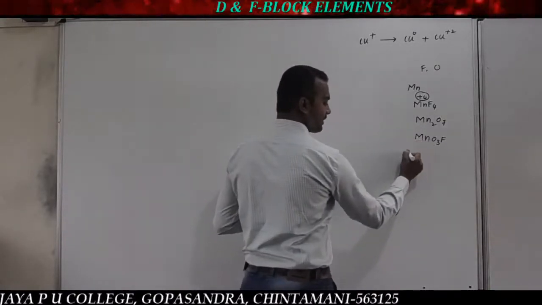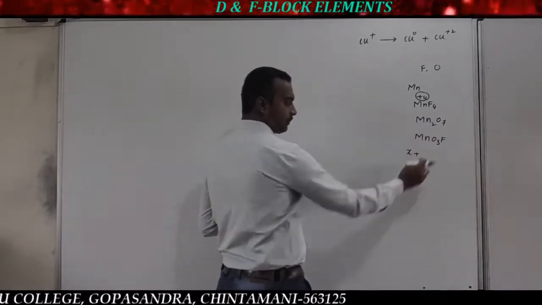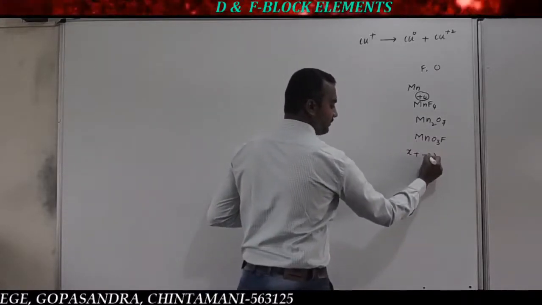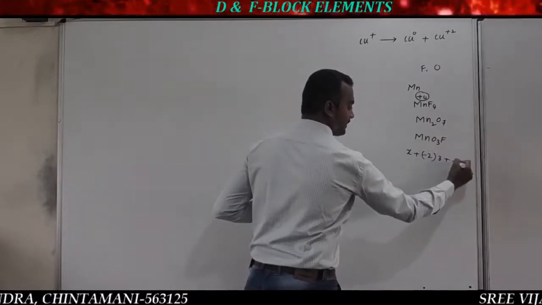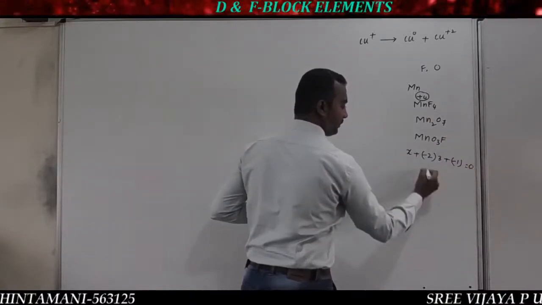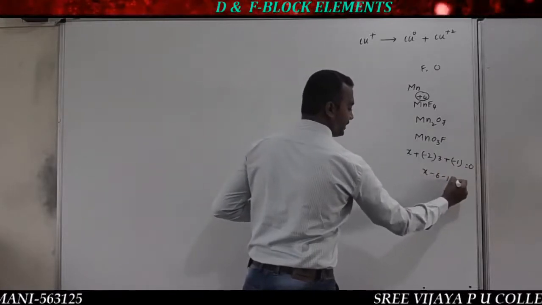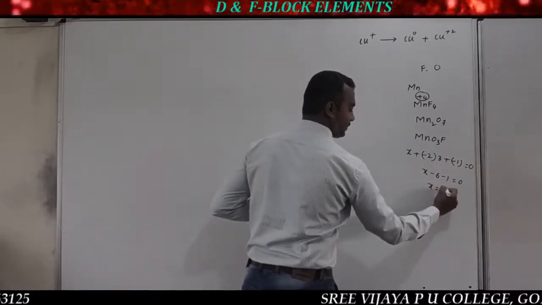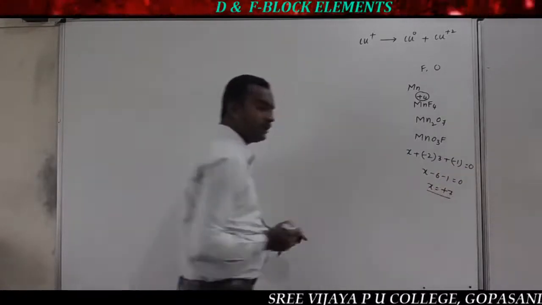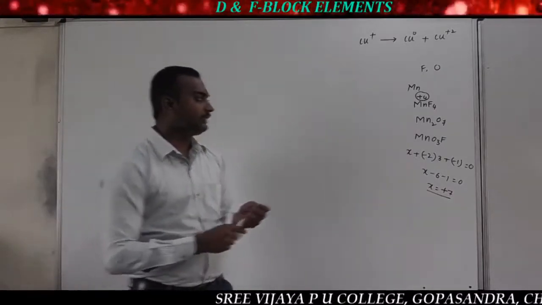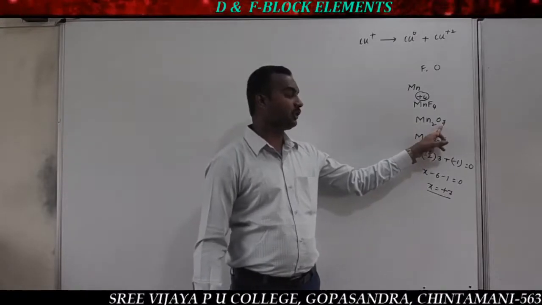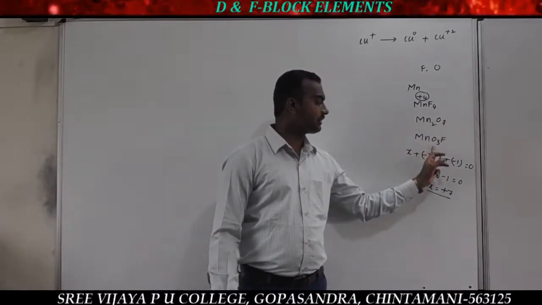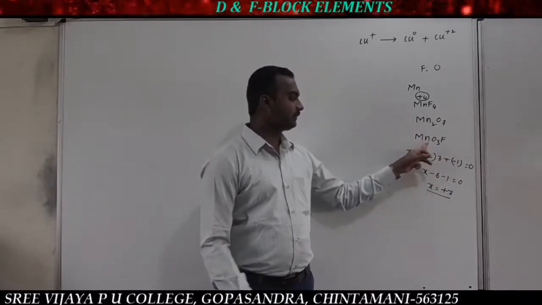Here also we can calculate the manganese oxidation state. When you calculate the oxidation state, x plus oxygen having oxidation state -2 into 3, plus fluorine oxidation state -1, is equal to 0. When you calculate, x - 6 - 1 is equal to 0, so x is equal to +7. You have to remember one important thing: the highest oxidation state of manganese is achieved when it is combined with oxygen, or with oxygen as well as fluorine. This is one of the known compounds.